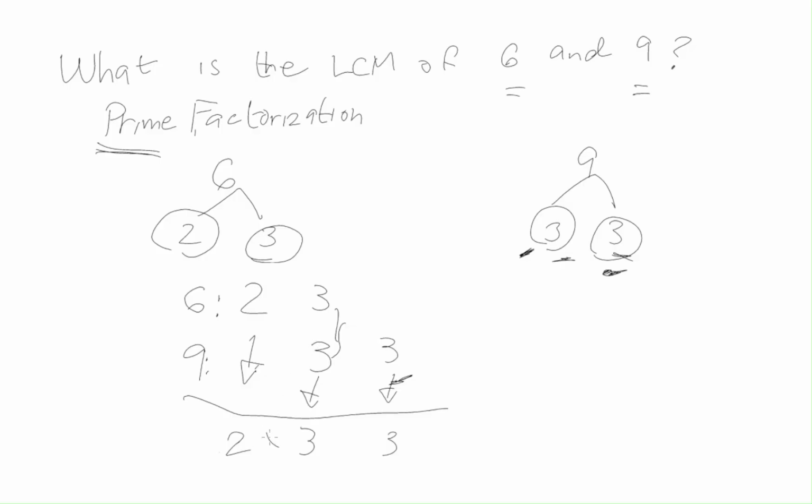And the next thing that we're going to do is multiply these numbers together. So 2 times 3, that is 6, right? And then we're going to multiply 6 and 3. 6 times 3, that is 18. So this 18 serves as our LCM for this question. So let's do another example.